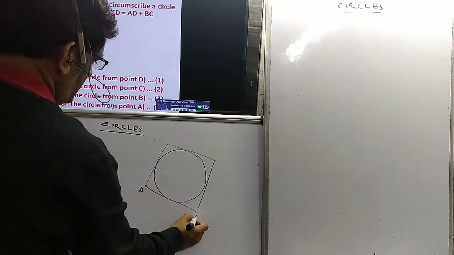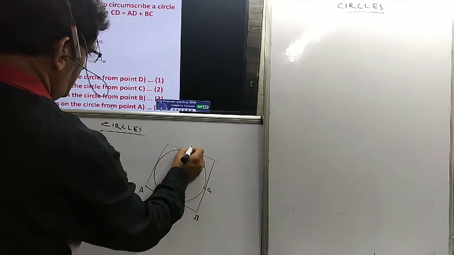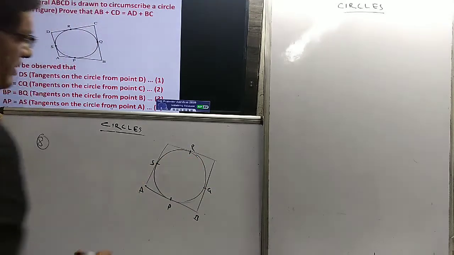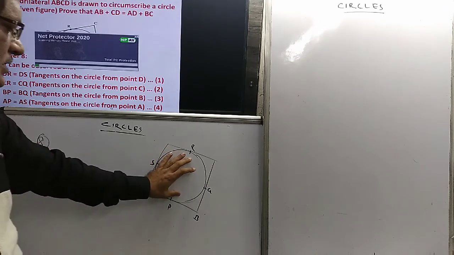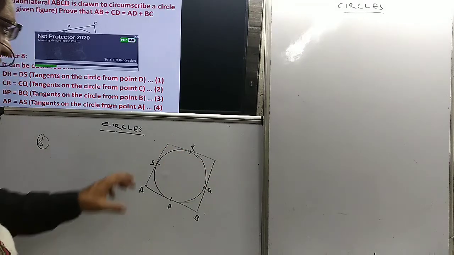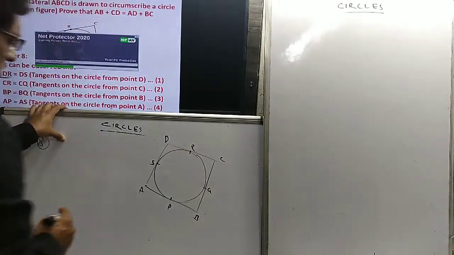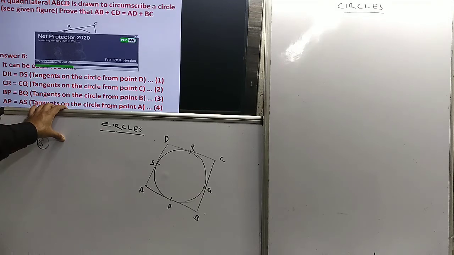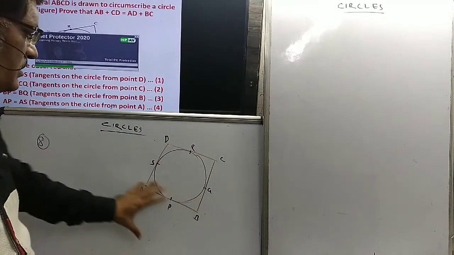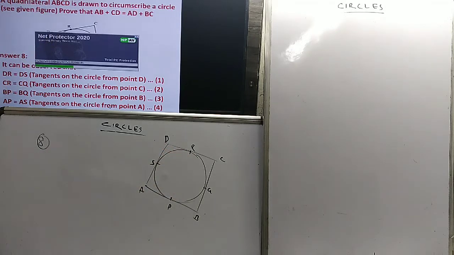One side intersects at, say, P. This is Q, this is R and S. It means that the circle lies in the interior of quadrilateral ABCD. This means the quadrilateral is circumscribed and this circle is inscribed.